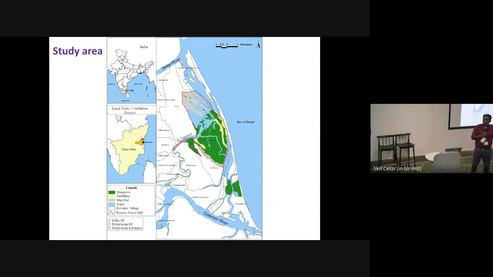So how to quantify the mangroves? We got a problem: if we restore so many mangroves, we need to report how much mangrove has been restored and what areas can still be restored. So we use remote sensing for that purpose.